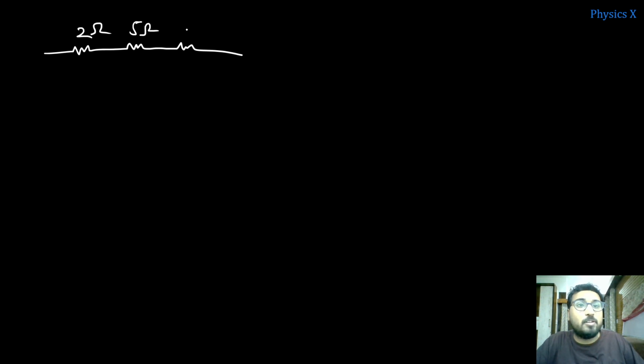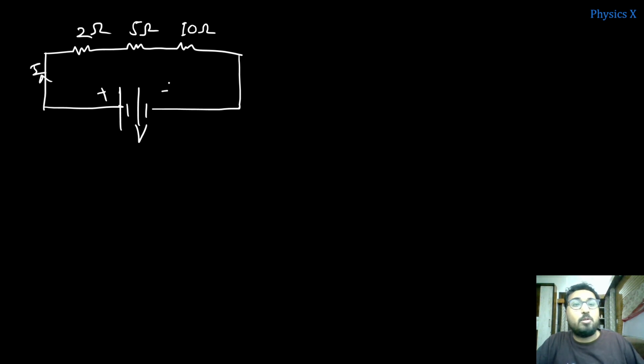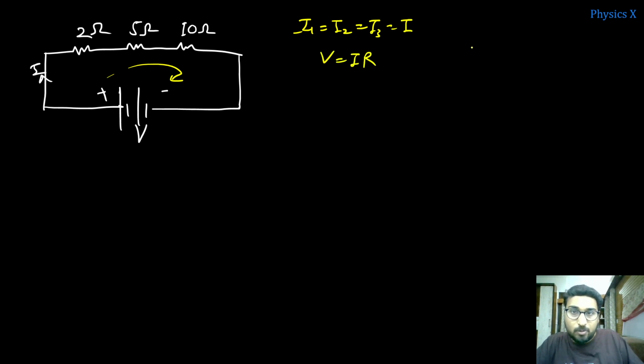Now let us consider a case of a series combination, which is particularly easier. Suppose these same three resistors are now connected in series. Now you need to find the value of I. In this case, you know that the current is going to be the same in all the resistors. V is equal to IR, so you can write directly I is equal to V by R equivalent.